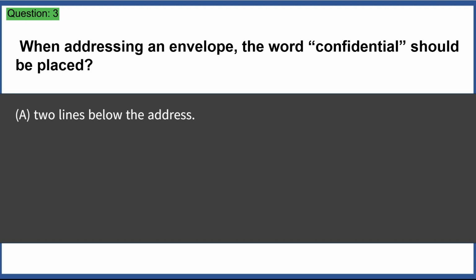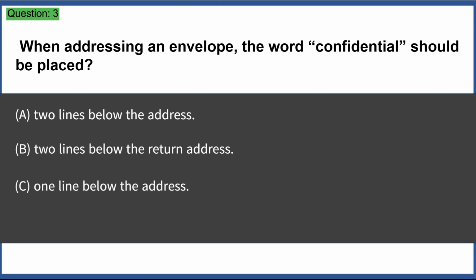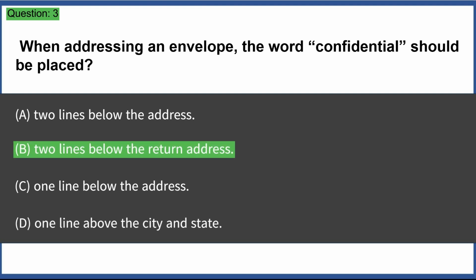When addressing an envelope, the word confidential should be placed: A. 2 lines below the address, B. 2 lines below the return address, C. 1 line below the address, D. 1 line above the city and state. Answer: B. 2 lines below the return address.